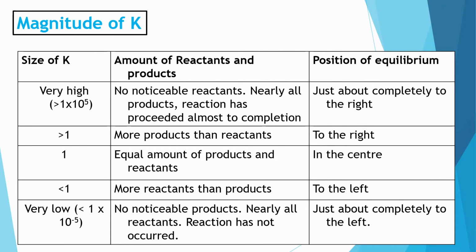The opposite is true. If we have a number less than 1, we have more reactants than products. If we have an incredibly small number, we don't have many products. It most probably didn't react.